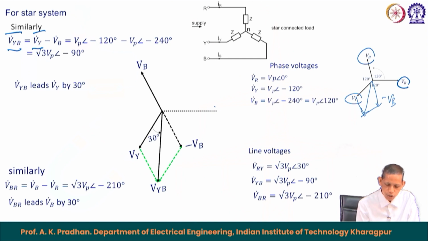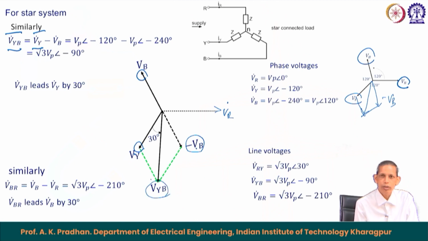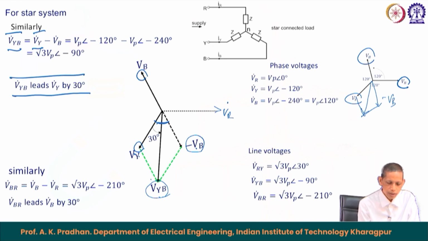If we plot here, this is V R, this is V Y, this is V B. Then we have minus of V B here. So, this V Y and minus V B add, then we get these two phasors to be V Y B. Therefore, here also like earlier, this is 60 degree. Then the corresponding V Y B phasor leads the corresponding V Y phasor by 30 degree. So, the conclusion is that V Y B leads the V Y phasor by 30 degree, and if we go by this addition of V Y and minus V B, we get this to be root 3 V P at minus 90 degree from the phasor addition.